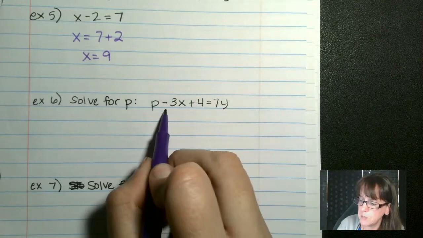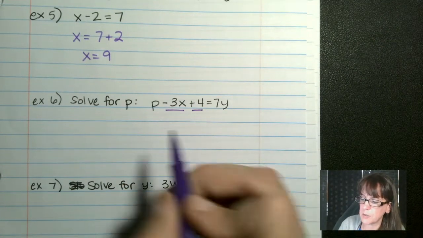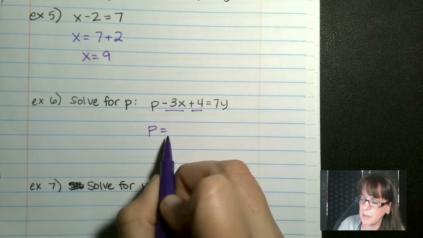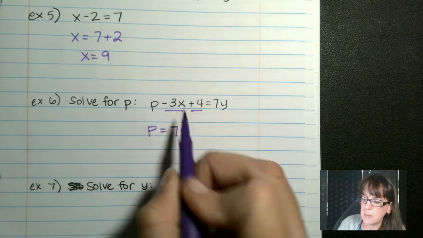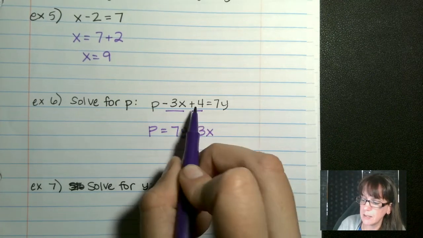That means I need to move this guy and this guy to the other side. So p equals, I'm going to keep that 7y, and this now becomes plus 3x. This now becomes minus 4.